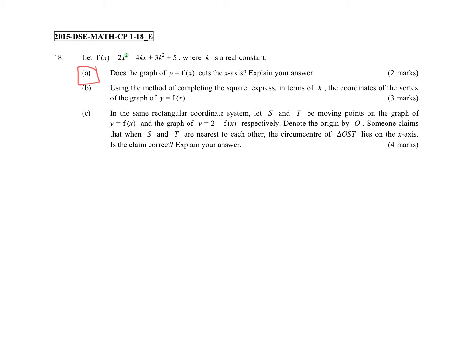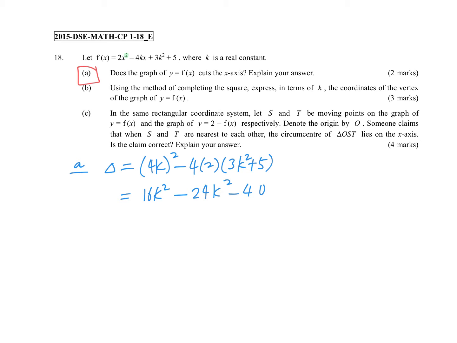So that's the graph of f(x) cutting the x-axis. Of course, for cutting the x-axis, we try to put y to 0, or simply, we just consider the delta of the quadratic expression of the function. So that would be 4k squared minus 4ac. So 8 times 3, so negative 24k squared, 8 times 5, so negative 40. Combining like terms, that would be negative 8k squared minus 40.